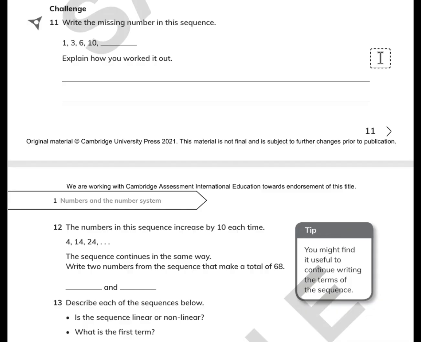Question number 11. Write the missing numbers in this sequence. Explain how you worked it out. Okay, so we have to write the missing number. For that, first we will have to find the term to term rule here. So 1 to 3 means plus 2. 3 to 6 means plus 3. 6 to 10 is plus 4. So next time we will add 5, which means the answer will be 15. And the term to term rule here is add one more every time. Okay, so this is a non-linear sequence.